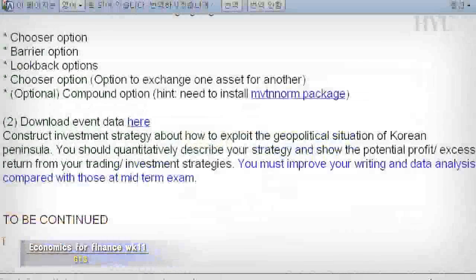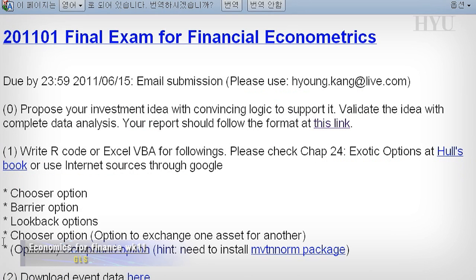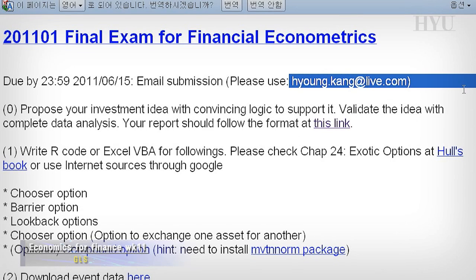Question number 2 is the same as the midterm exam. Download events data about North and South Korea events. Your solution for the midterm exam is not entirely good, so I'll give you another chance. So please improve your analysis for the final. Okay. The due date for this final exam is 6/15. Please submit your homework to this email address.